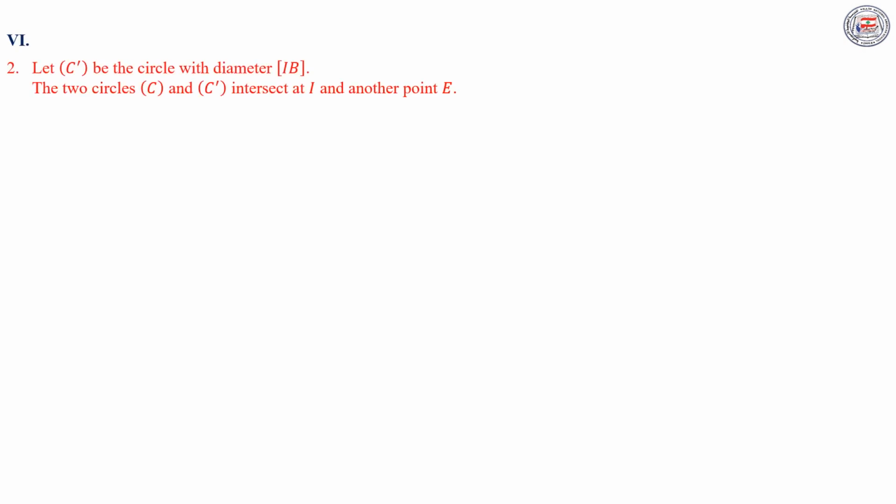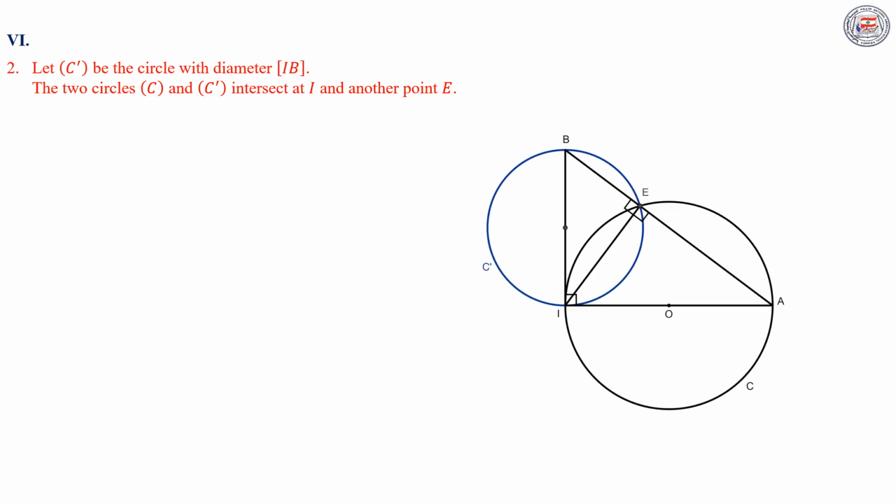In part 2, let C prime be the circle with diameter IB. The two circles C and C prime intersect at I and another point E. In order to draw the circle C prime, we have to take the midpoint of the diameter IB that will be the center of the circle C prime, and then we draw the circle C prime, the blue circle. And the two circles C and C prime intersect at I and another point E, as we can see in the figure. Part A. Prove that the three points A, E, and B are collinear.